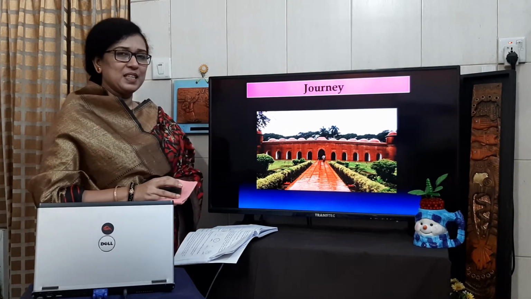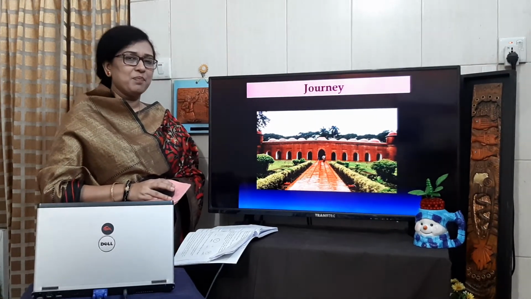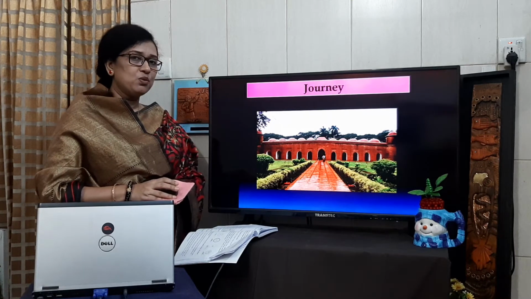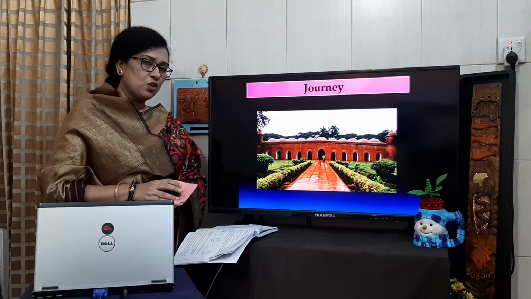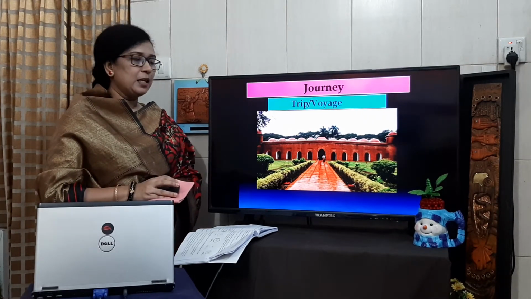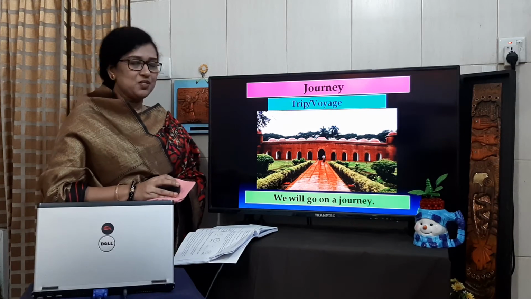Next number, journey. Sometimes we have to visit some places, and this is Shat Gumbuz, and if you go to visit the Shat Gumbuz mosque, that will be a journey. That means trip or voyage. We will go on a journey.